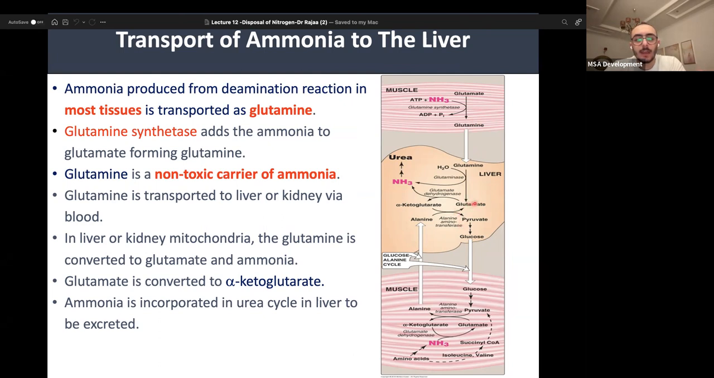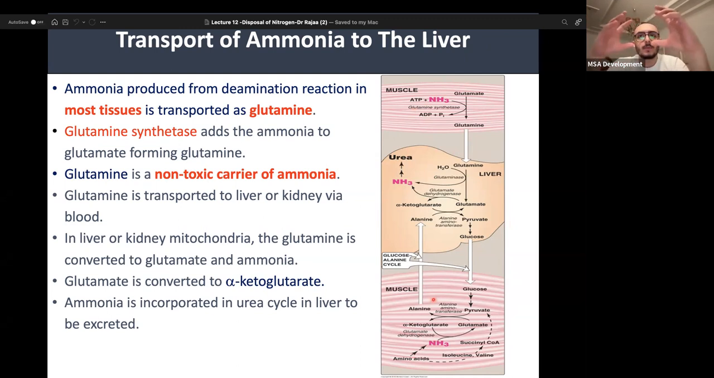Then this glutamate will go through oxidative deamination using this enzyme, glutamate dehydrogenase, forming ammonia, which will go through the urea cycle and be excreted as urea through urine. Okay, this is the urea cycle. Now, what I care about is this part. Okay, again. This will make it easier.